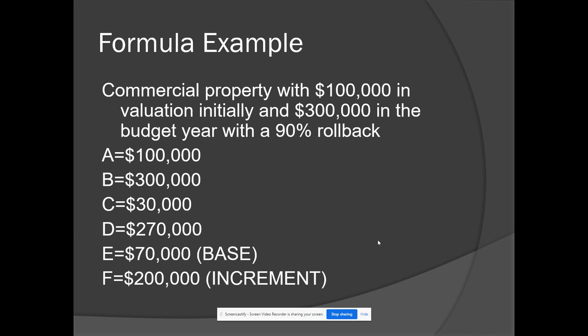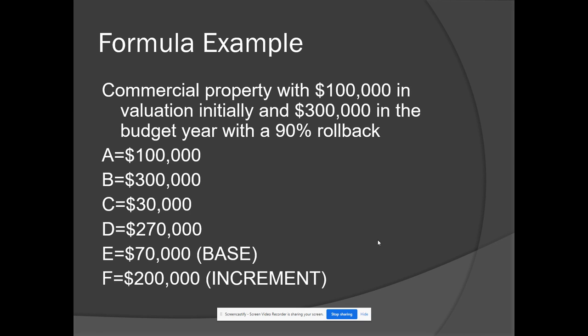So if we look at A, it is a frozen base value of 100%, so that's our $100,000. B, what is the 100% value now? It's $300,000. C is what is the rollback, so we're looking at a 90% rollback on that $300,000 of value, so the rollback is $30,000. The resulting remaining that's taxable is at $270,000.